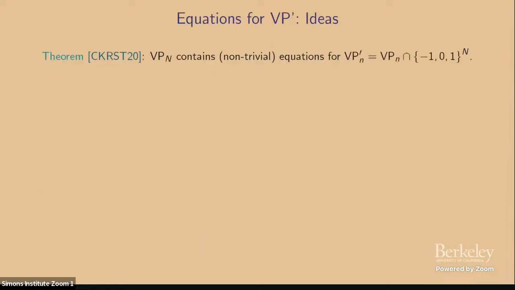Okay, so here is the idea, and you'll see why these things happen. This is what we prove: VP over this big N variables contain non-trivial equations, non-trivial so that they don't vanish on basically everything for this VP prime class. And how do we construct this?